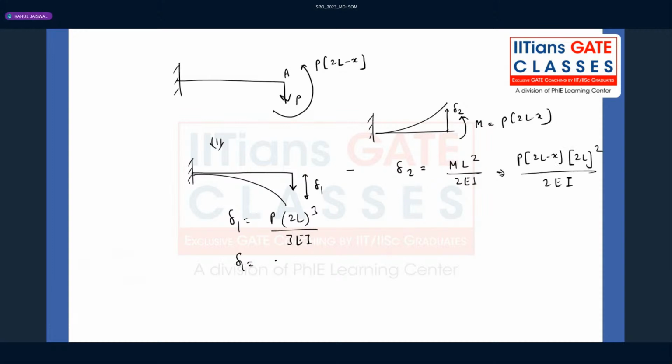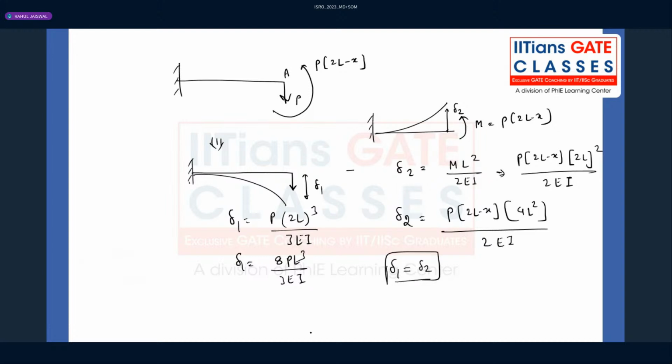So what is the deflection one? 8PL cube divided by 3EI. And deflection 2 will be P into 2L minus X, 4L square divided by 2EI. The net displacement has to be 0. That means delta 1 equals delta 2, so that no deflection will be there.